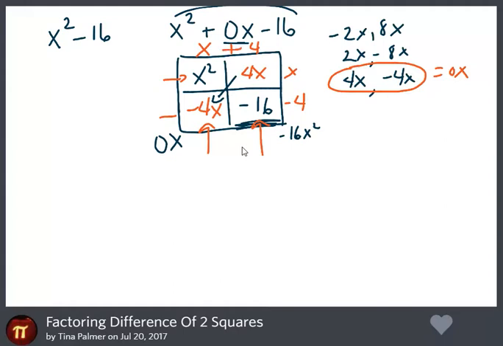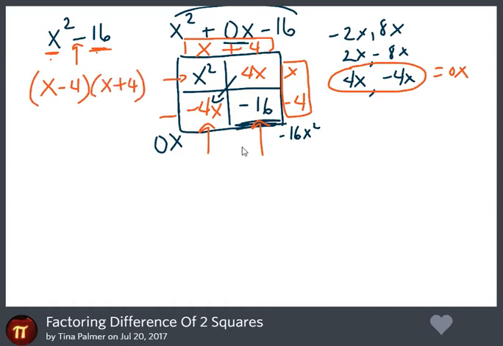And so that's a really nice thing. When you see that this is a perfect square and this is a perfect square, you have what's called the difference of two squares. That's a difference of two perfect squares. And they will come out to be x minus 4, x plus 4.